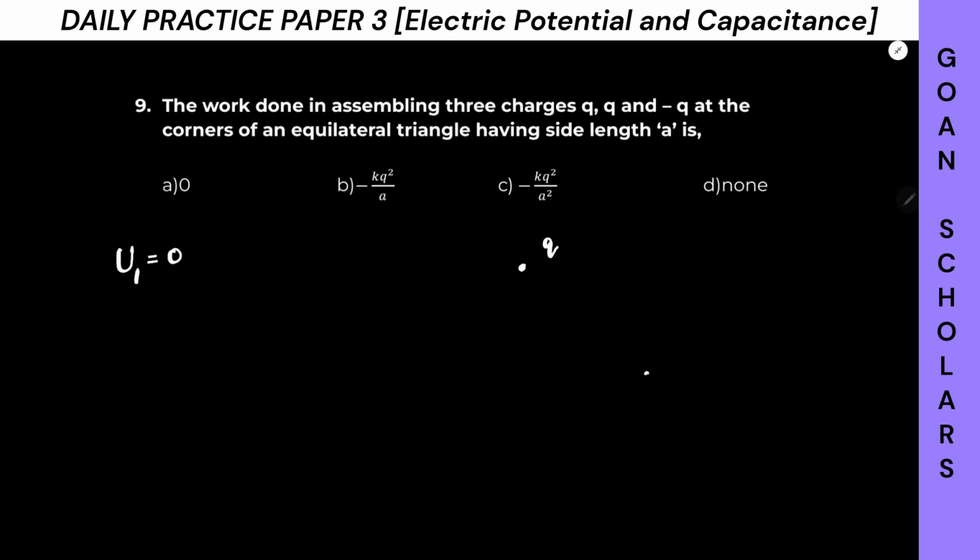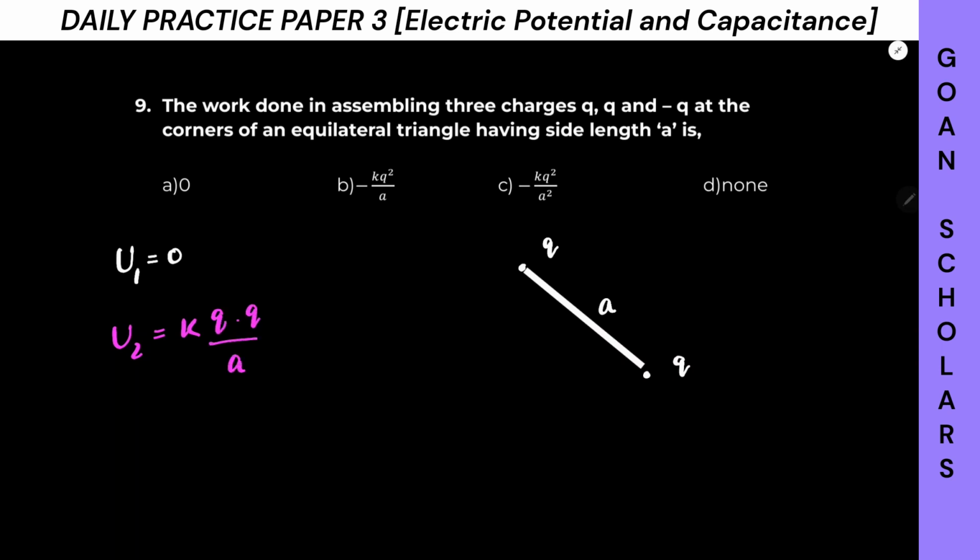Now we are placing the second charge Q at this point. At what distance? Our distance here is A. Let me just join this point. This gap is our A. So what is the potential energy now to put it there? U2 will be K Q1 Q2 upon the separation, which is A.